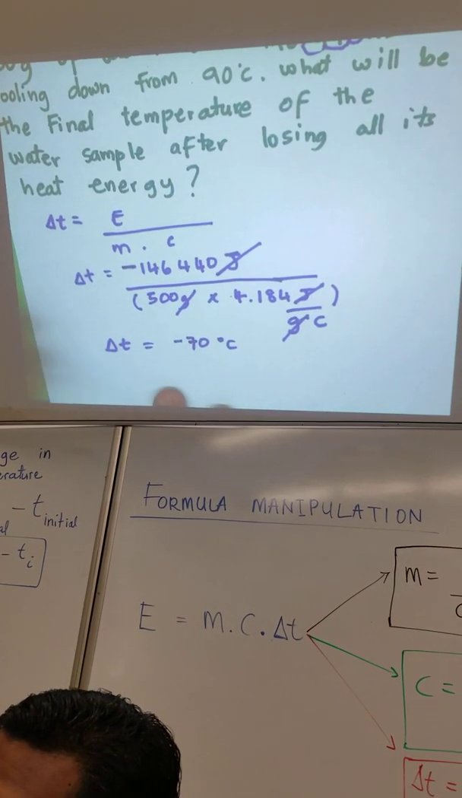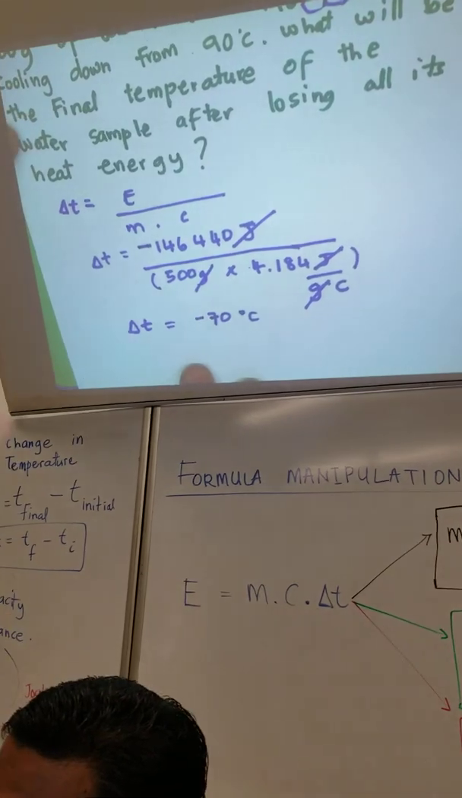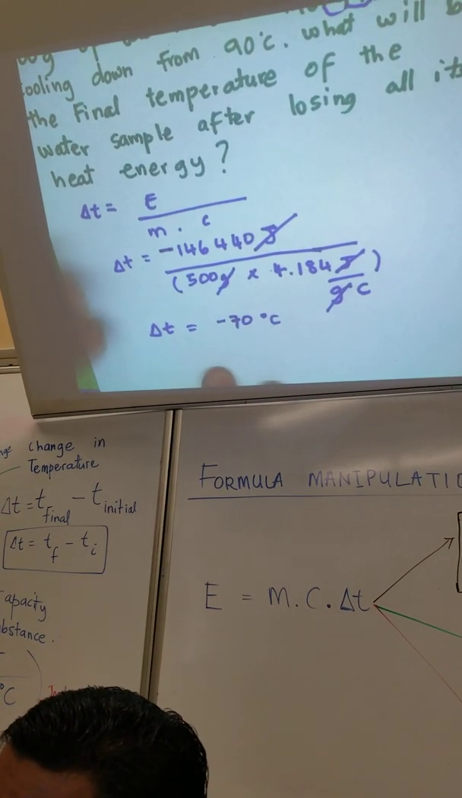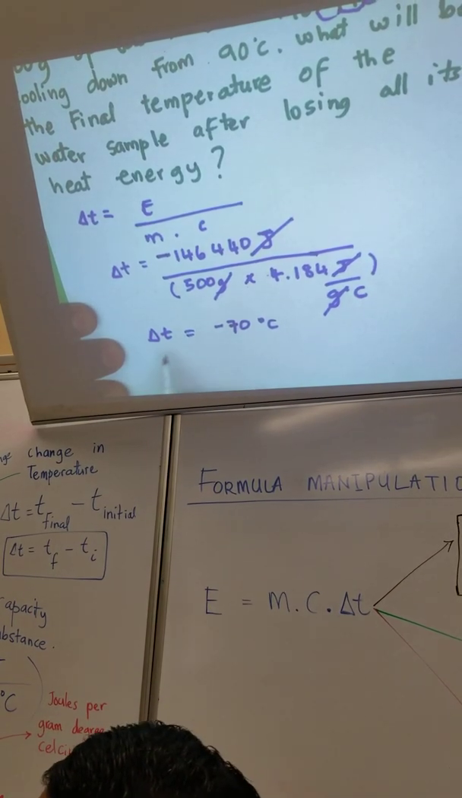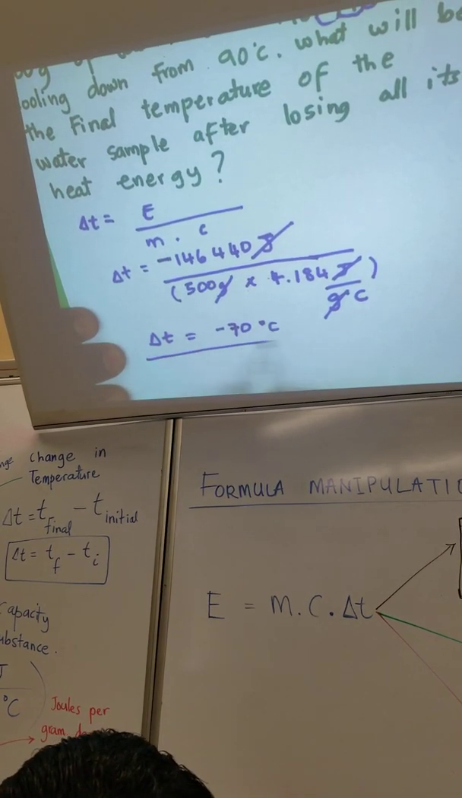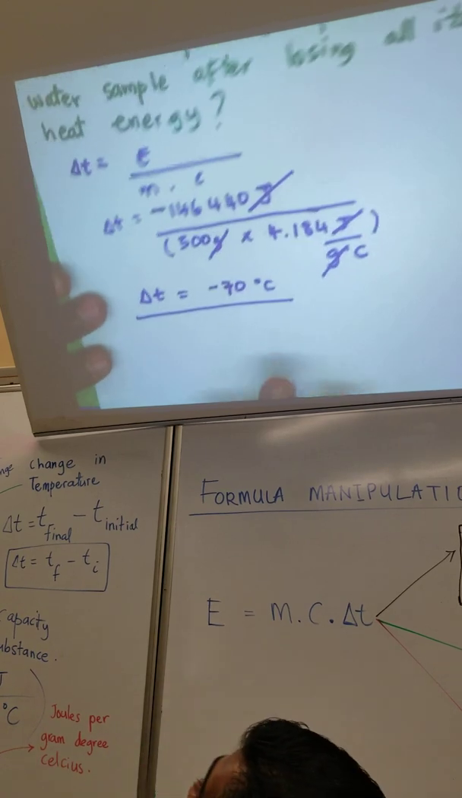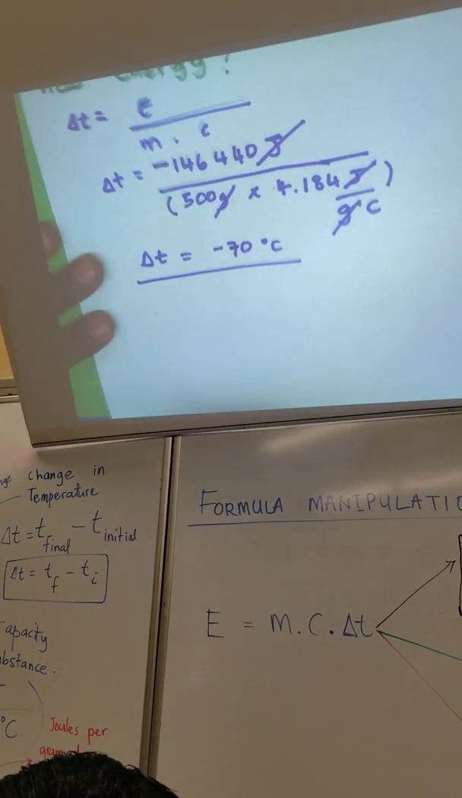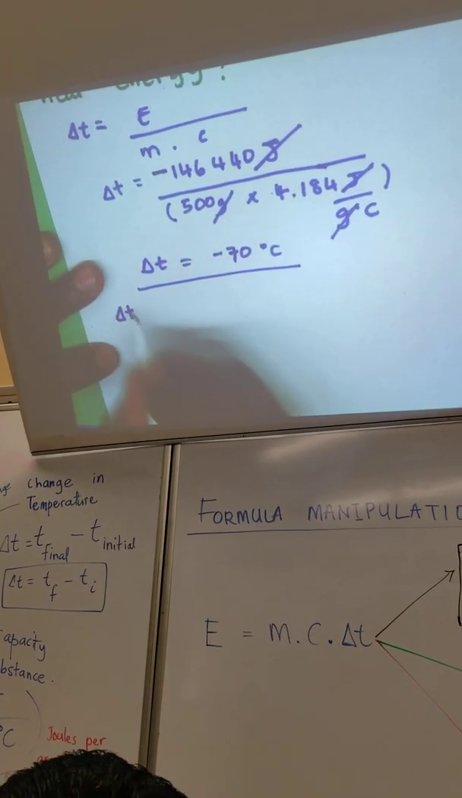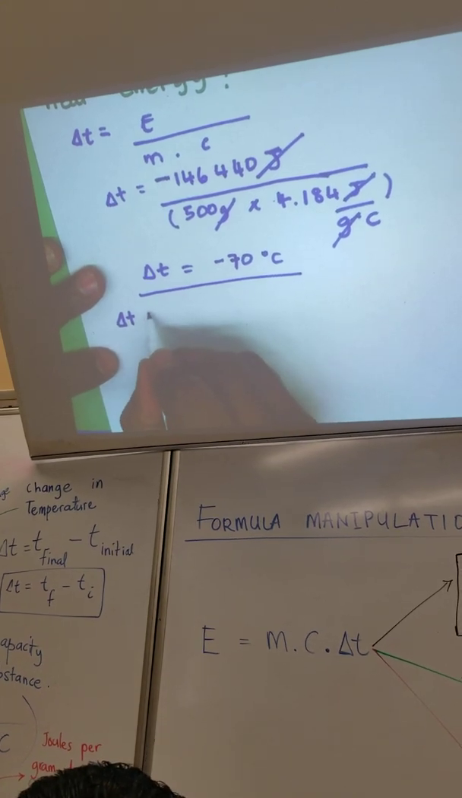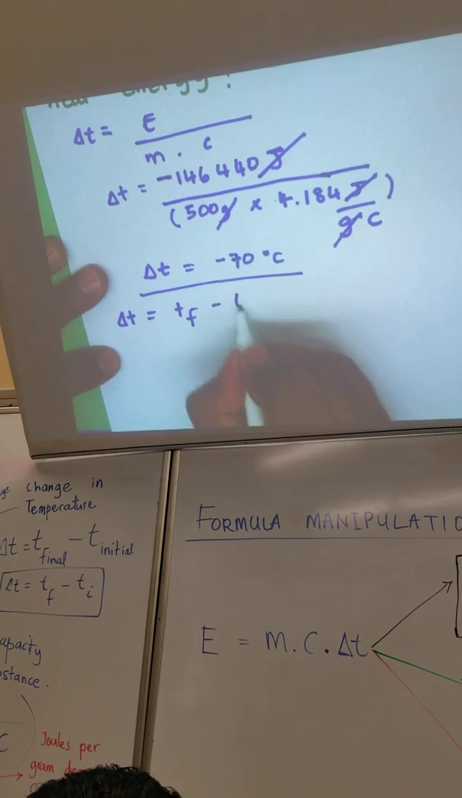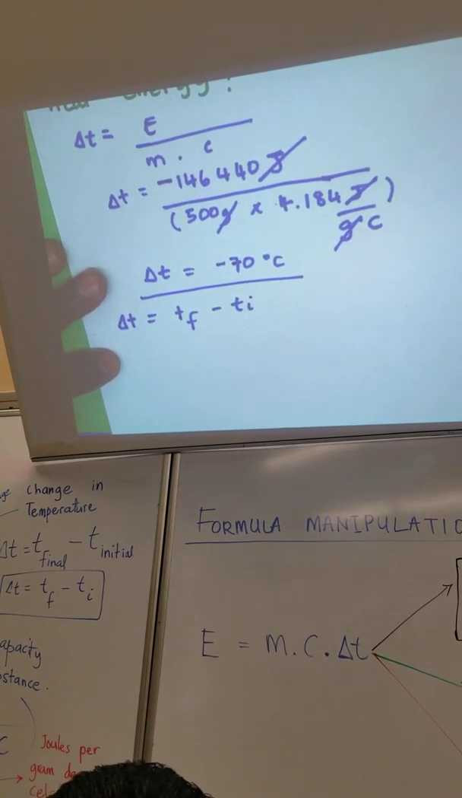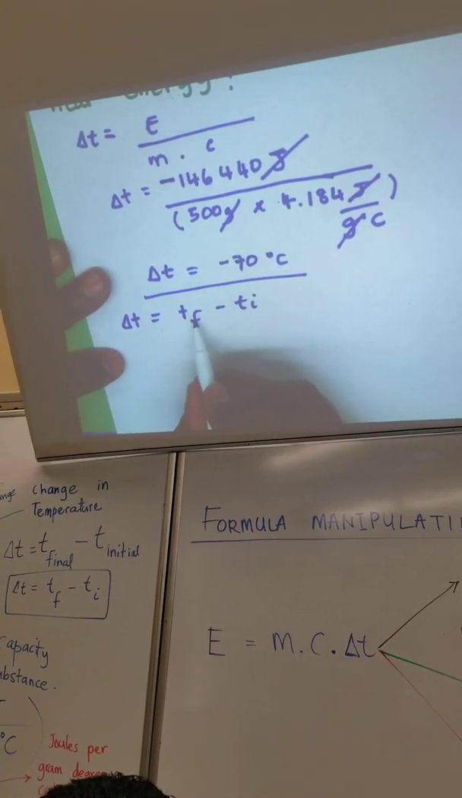So the question is not specifically asking us for temperature change, it is asking us for what will be the final temperature. So delta T is what we have got. The question is not asking us for delta T though at the moment. So we can use another formula. We are using two formulas simultaneously. Delta T is equal to TF minus TI. So what we are specifically after in the question is TF.